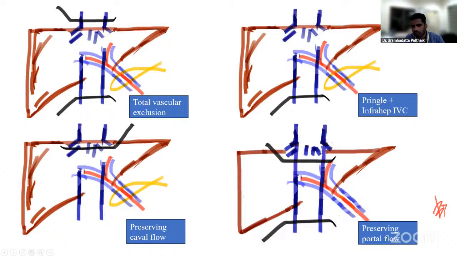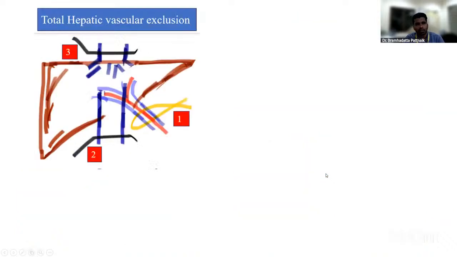And the last one is you can just preserve the portal flow by clamping the top cava below the joining point of the hepatic veins. So these are the different methods of clamping. And in total vascular occlusion, you can see you need to do the Pringle, that you need to clamp the inflow of the liver, followed by the infrahepatic cava and followed by the suprahepatic cava.